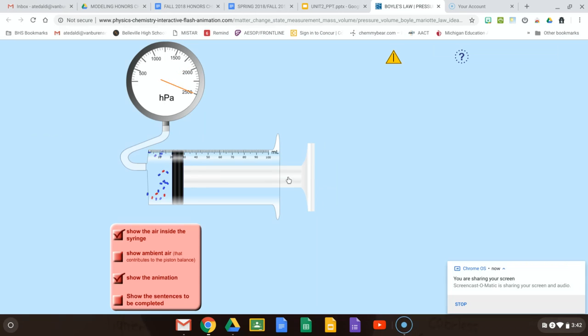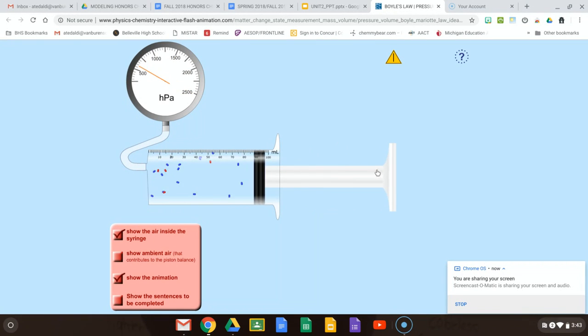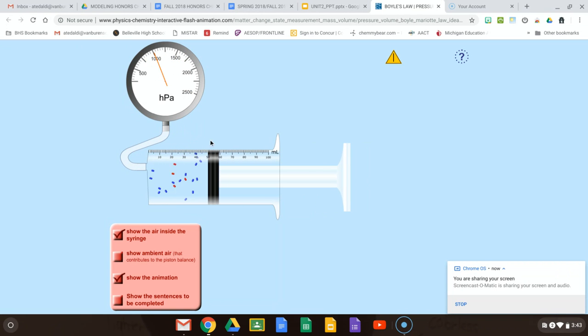And then the syringe here records my volume in milliliters. So we are changing the volume. We get to control the volume. So that's going to be our independent variable. We are changing it. The pressure is changing as a result of the volume. So our pressure is going to be our dependent variable. So let's start recording some measurements here.